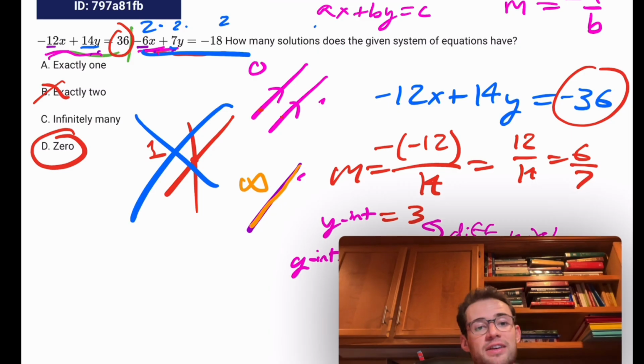Is the c different, right? Is this right side of the equation different? That means they must be parallel lines. So despite the same slope, they never cross.